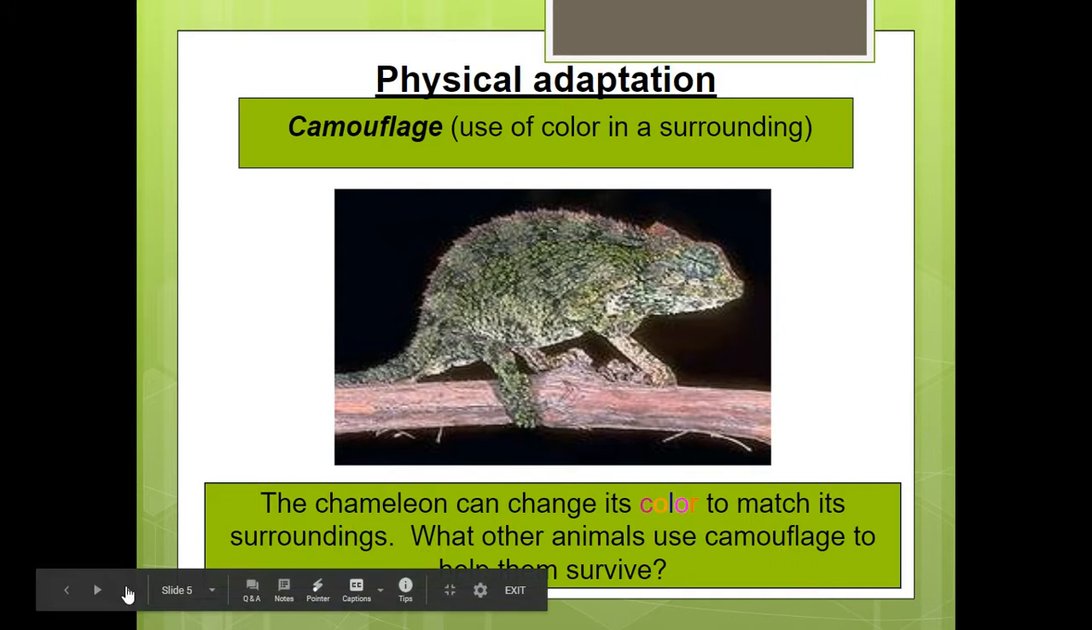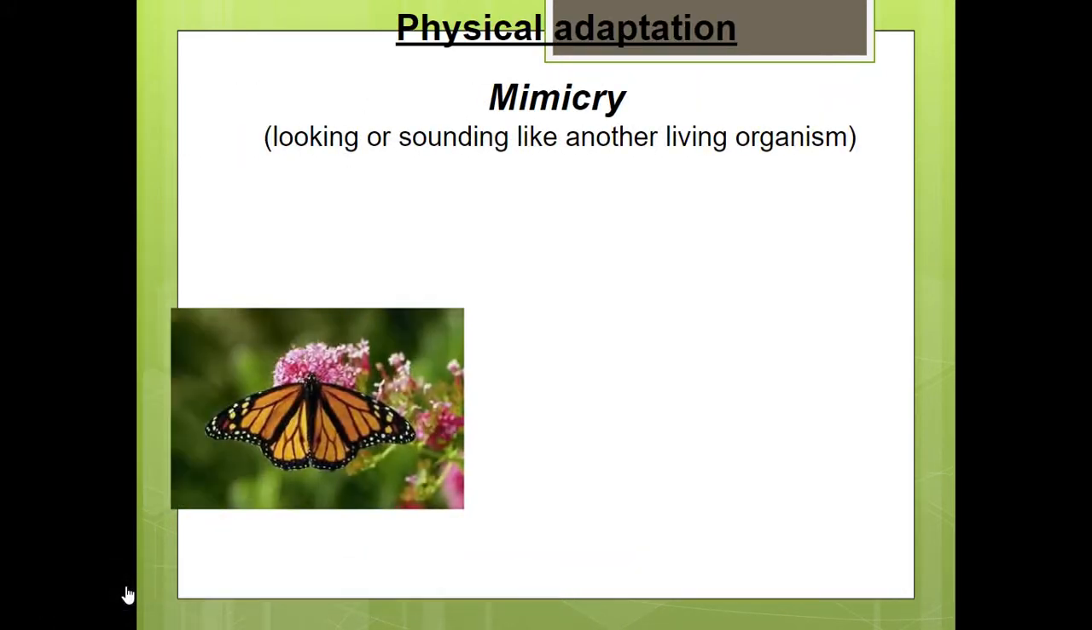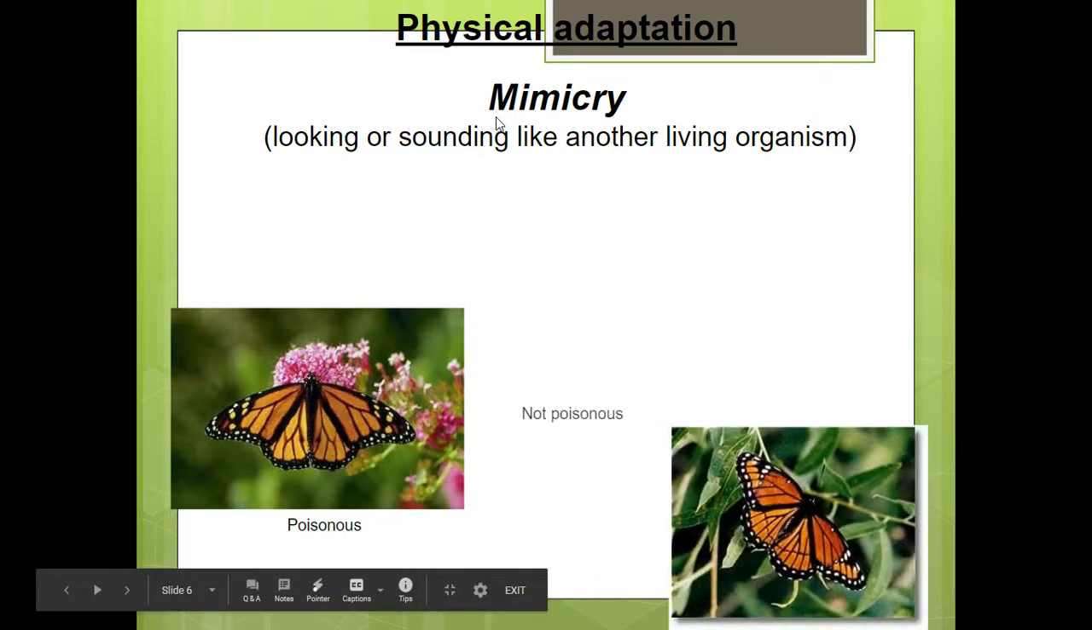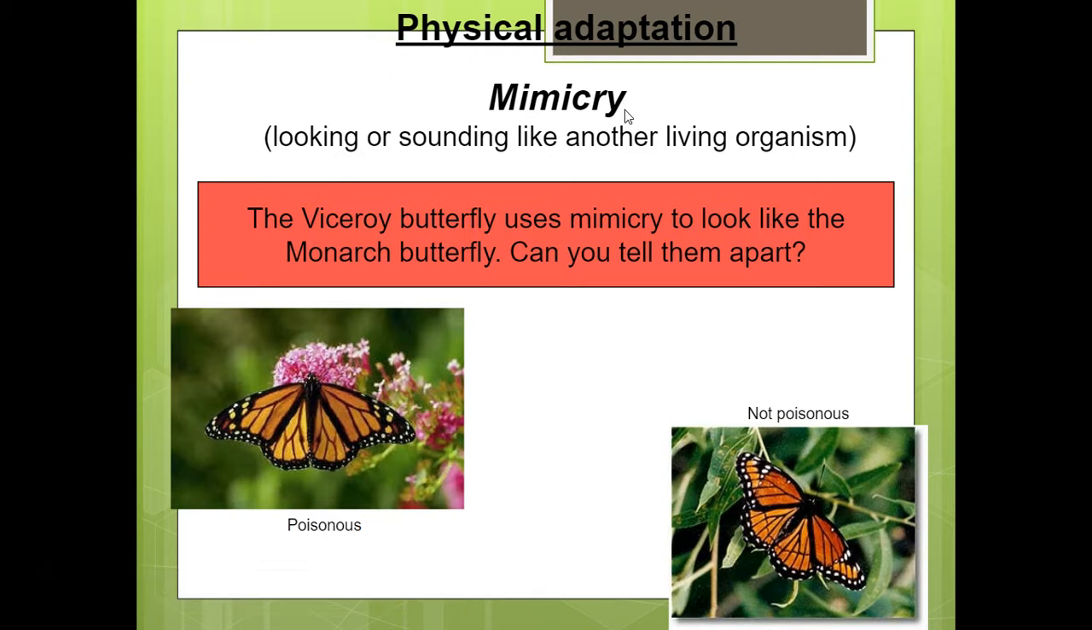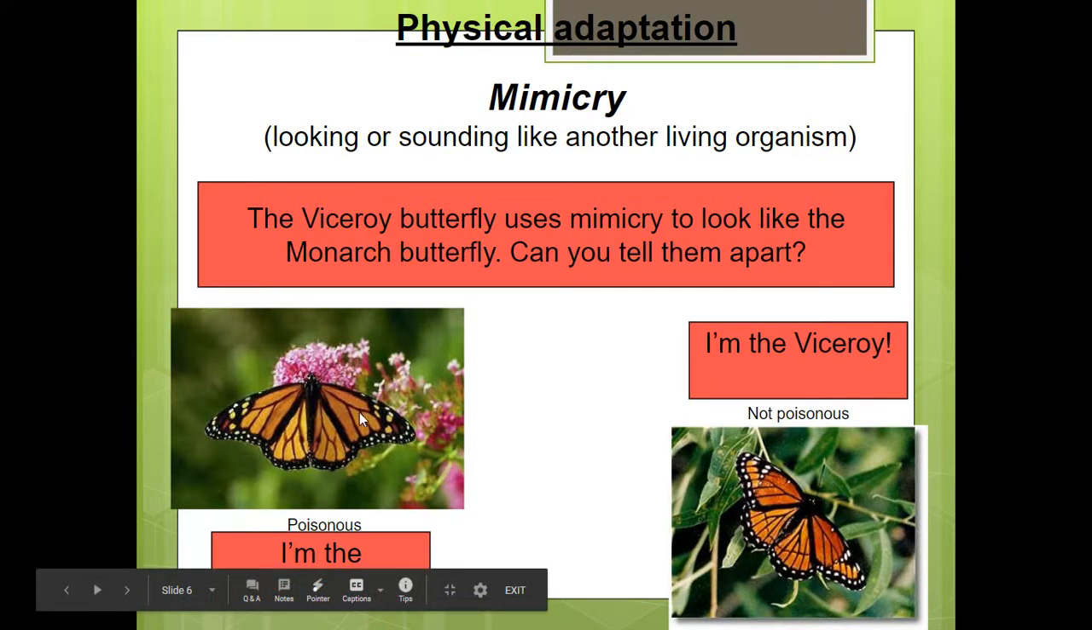Let's keep going. Another example of a physical adaptation is mimicry. Go ahead and say that word, mimicry. And to mimic something means to act like something else. So it's looking or sounding like another living organism. Here's a really great example of this. These two butterflies look almost identical, but really they're two different kinds of butterflies.